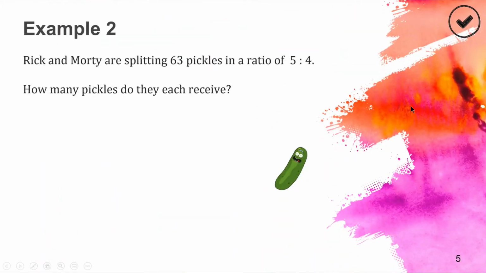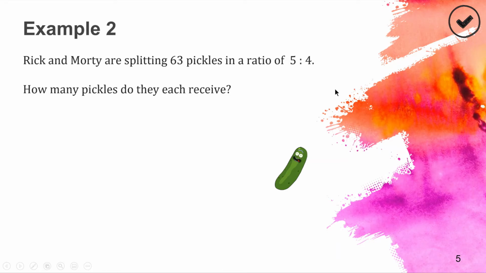Okay, for our next one, we have Rick and Morty. They are splitting 63 pickles in a ratio of 5 to 4. What this means is every time Rick, who's on the left, gets 5 pickles, Morty is going to get 4. So if Rick got 10, Morty would get 8. But we're trying to make 2 numbers here that are going to add up to a total of 63. So how many pickles do they each receive?